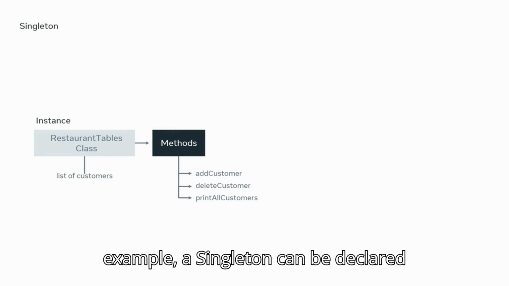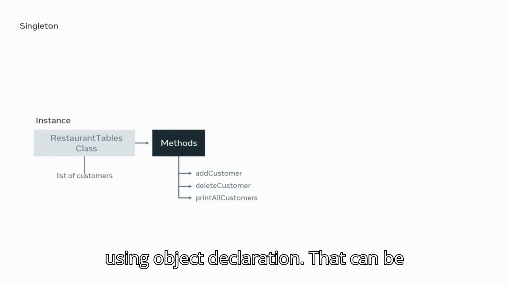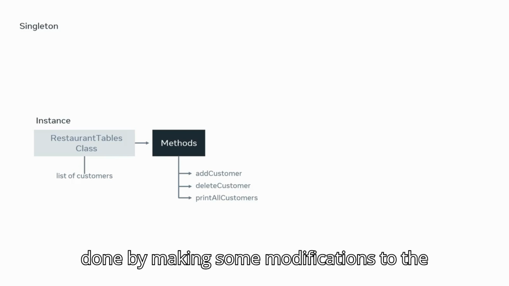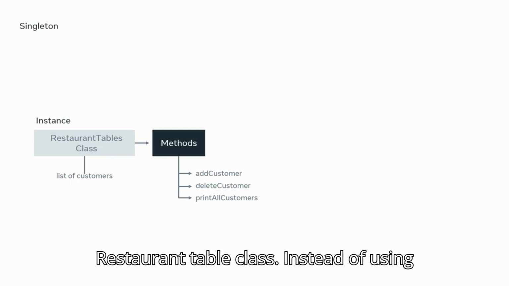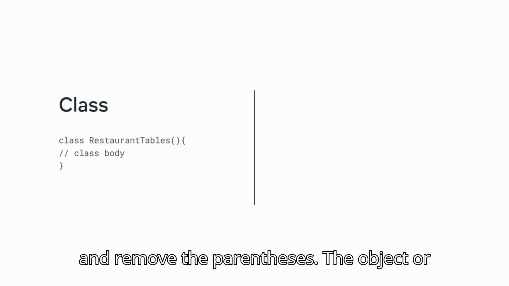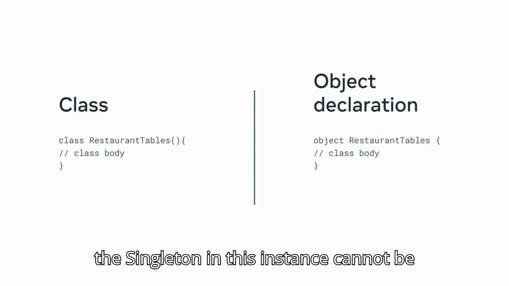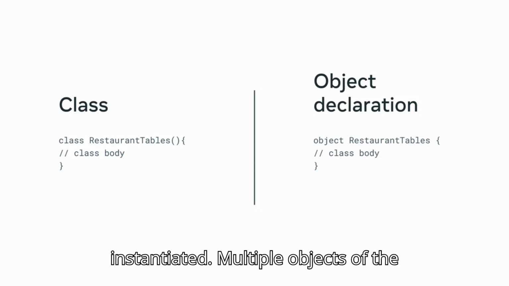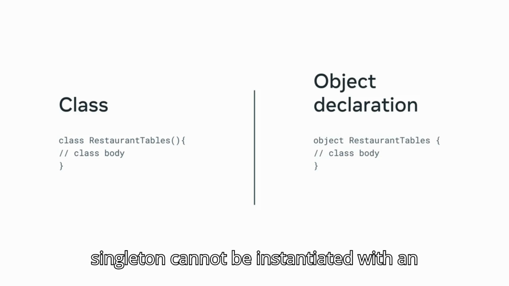In this example, a singleton can be declared using object declaration. That can be done by making some modifications to the restaurant table class. Instead of using the class keyword, use the object keyword and remove the parentheses. The object, or the singleton in this instance, cannot be instantiated. Multiple objects of the singleton cannot be instantiated.